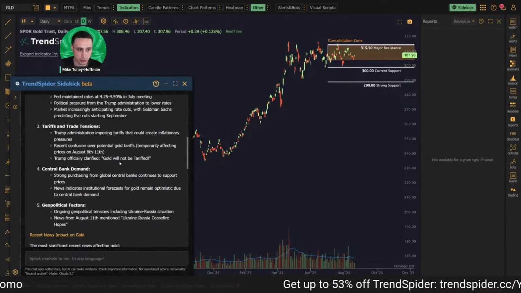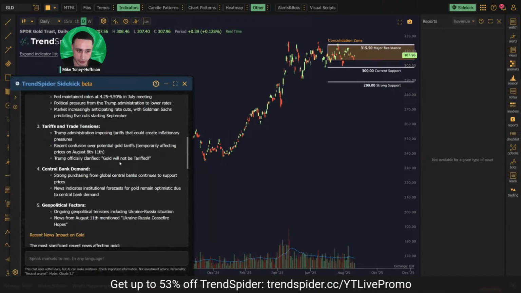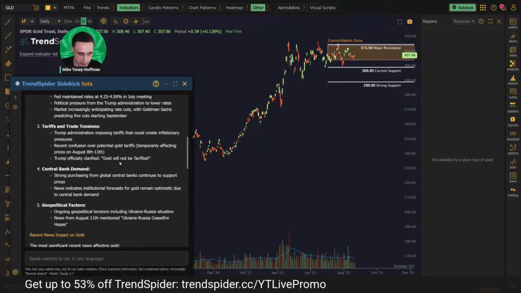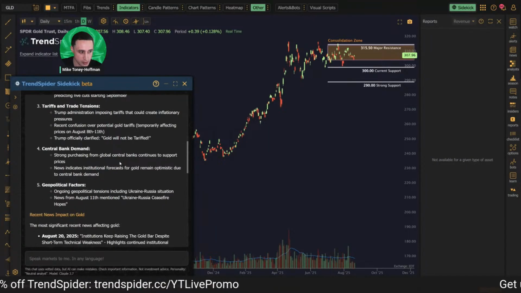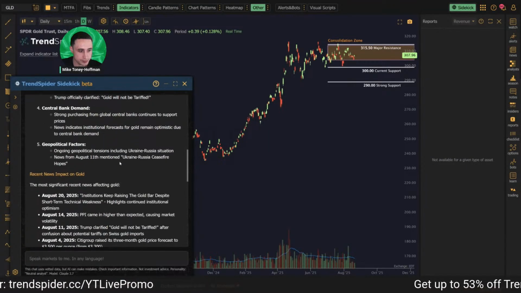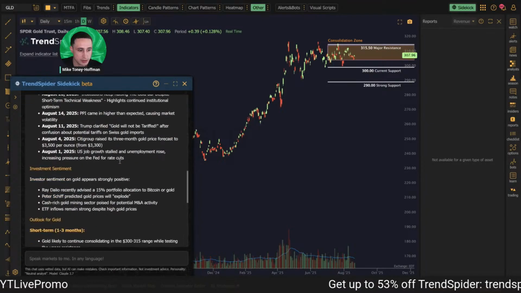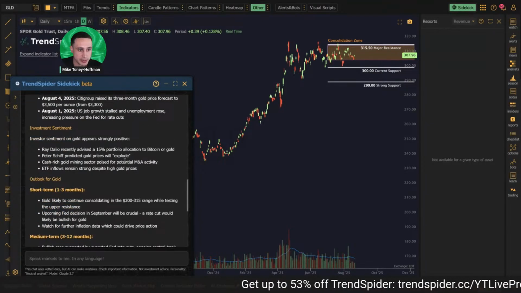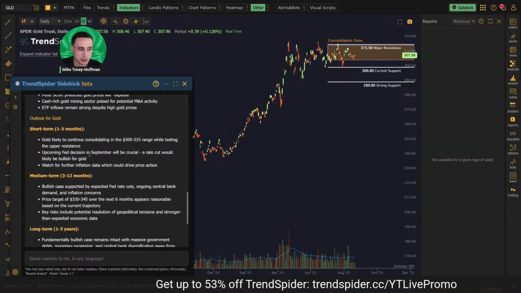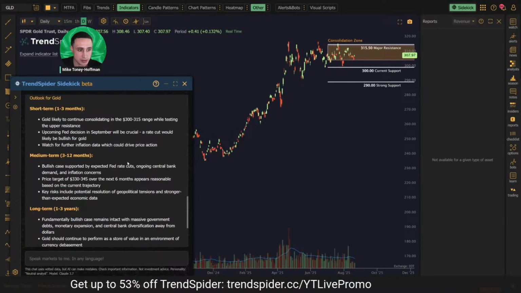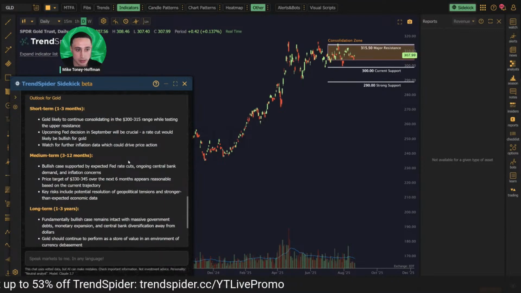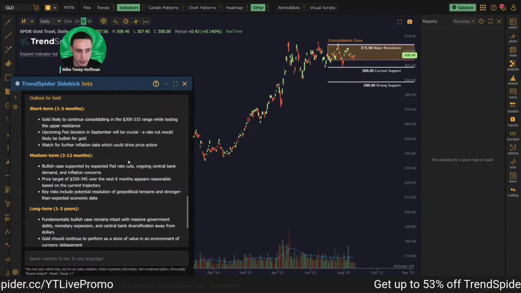Let's see, central bank demand. Strong purchasing from global central banks continues to support prices, which is interesting. Investment sentiment, let's see what the outlook says. Gold likely to continue consolidating in its range while testing the upper resistance. It's probably a fair assumption.